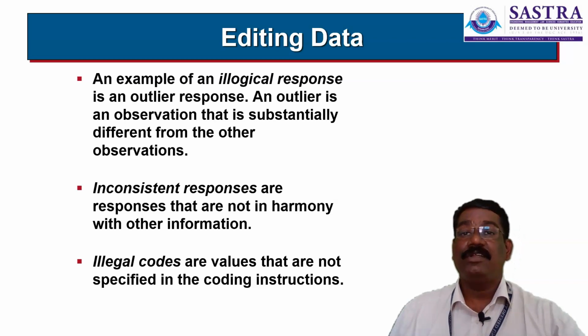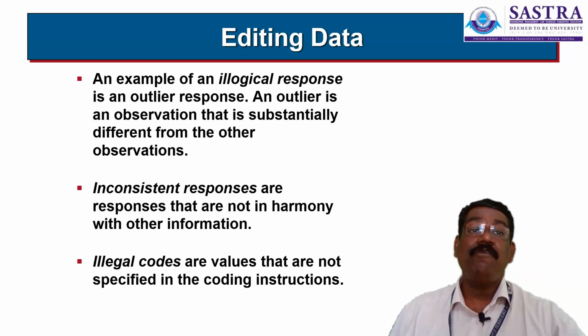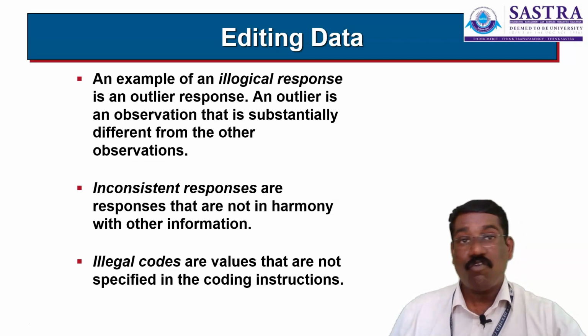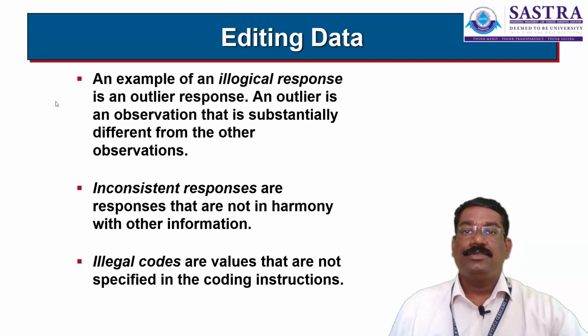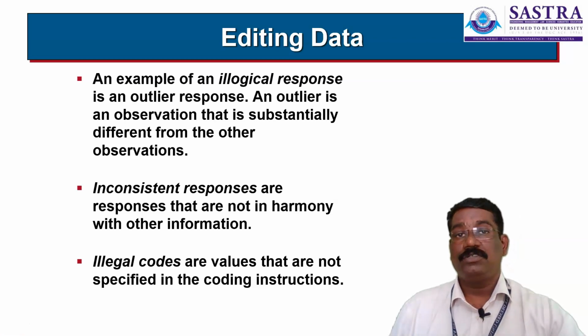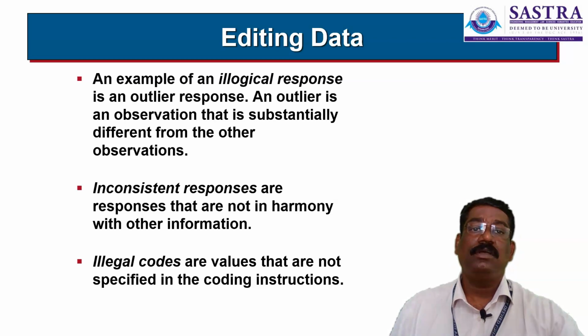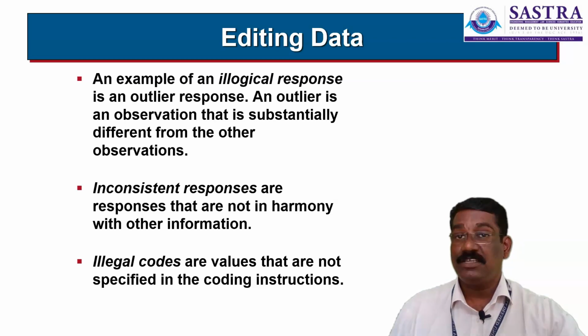So basically here, after the data are keyed in, they need to be edited. For instance, the blank responses, if any, have to be handled in some way, and inconsistent data have to be checked and followed up. Data editing deals with detecting and correcting illogical responses. An example of an illogical response is an outlier response. An outlier is an observation that is substantially different from the other observations.